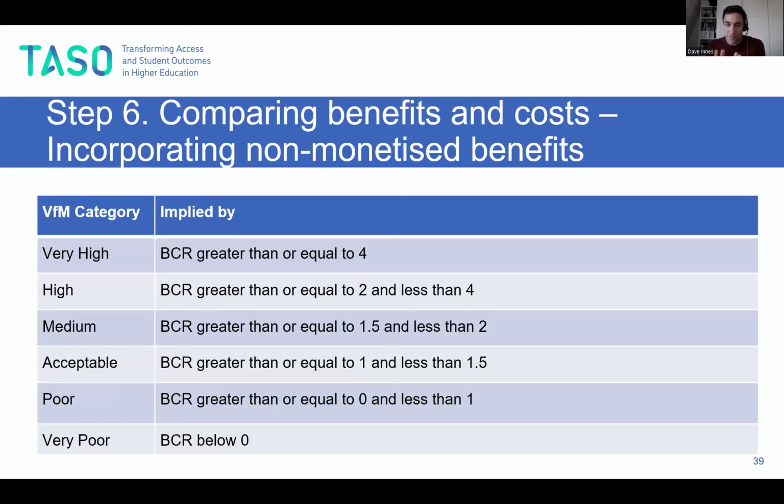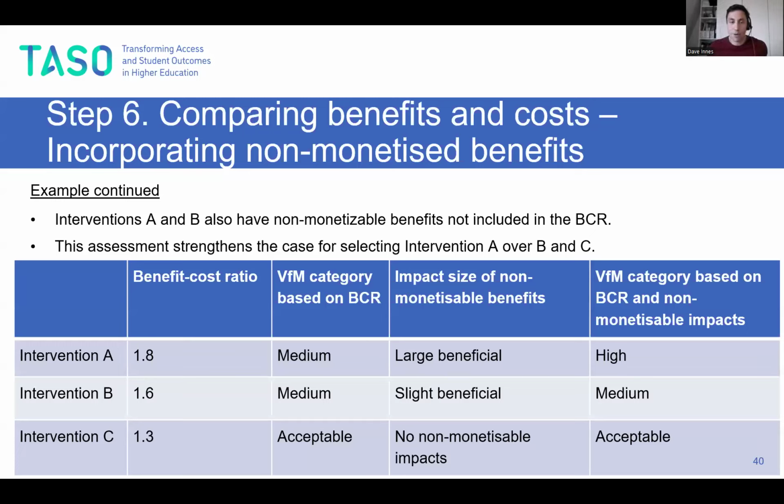So there is a corollary in terms of that hard metric, but identifying these broader value for money categories means we can calculate a BCR based on the monetizable benefits we've been able to look at, but also incorporate the non-monetizable benefits as well. So for example, if we add on to the example I had a couple of slides ago, where we've looked at three different interventions and given them a cost benefit analysis based on steps 1 to 6.